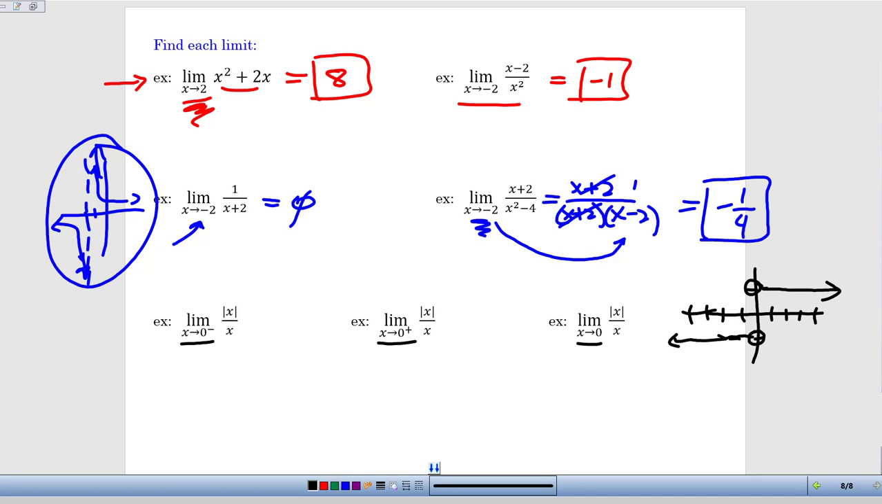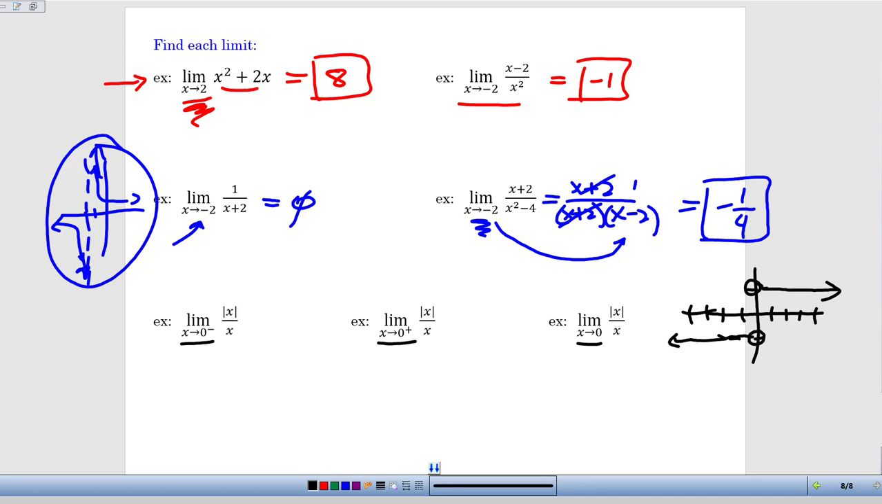So this is really the graph of our function. This absolute value of x over x looks like this. As long as we plug in a positive number for x, 1 is our output. If we plug in a negative number for x, negative 1 is our output. The one place where things don't work quite right is at x equals 0.